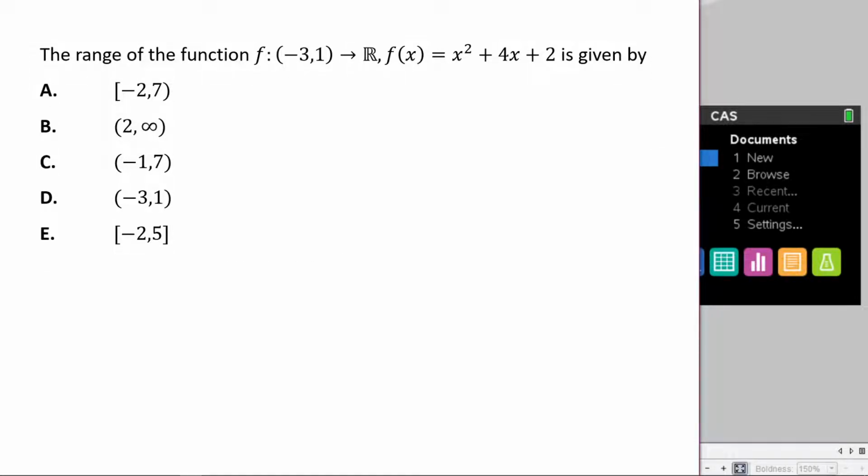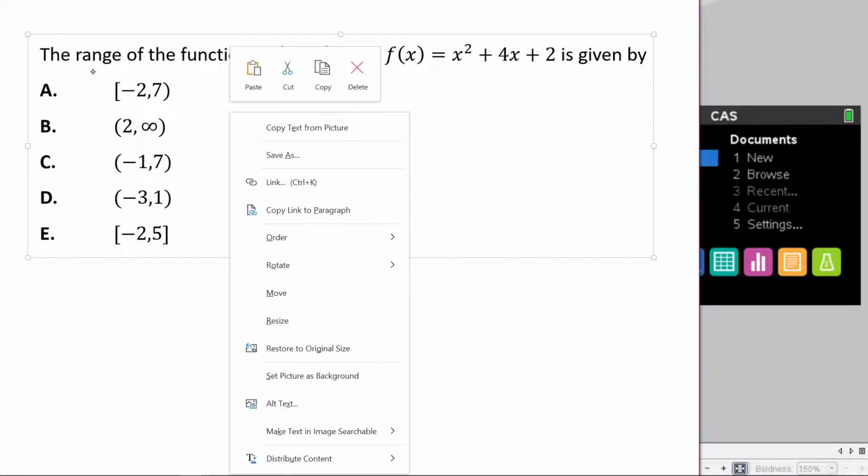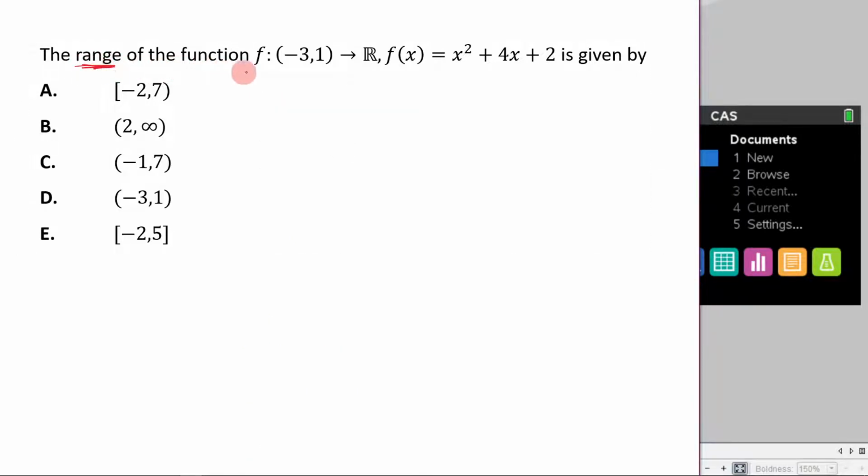Welcome. So we're answering this multiple choice question before us. It says that the range of the function given here is given by which of the following. So we need to figure out the range, and what makes this a bit tricky is that we've got this restricted domain here.